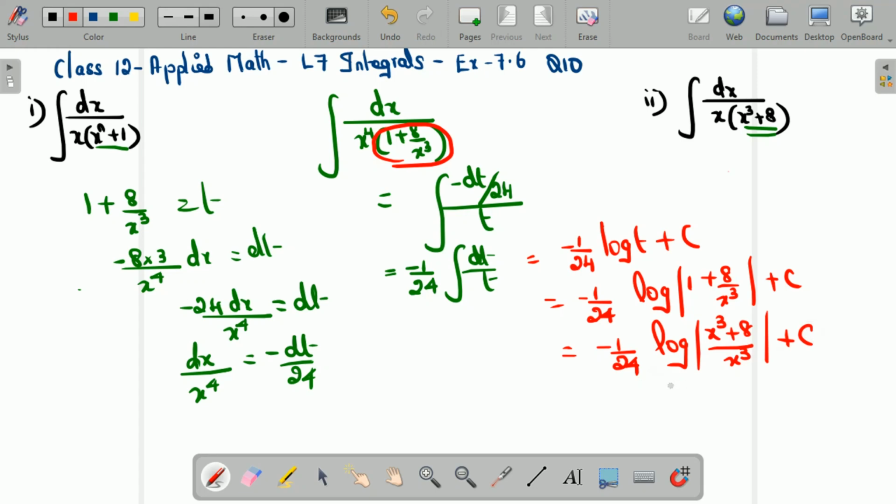Again, we can bring in the negative sign inside the log. So the answer can change as 1 by 24 log of x cube divided by x cube plus 8 plus c.